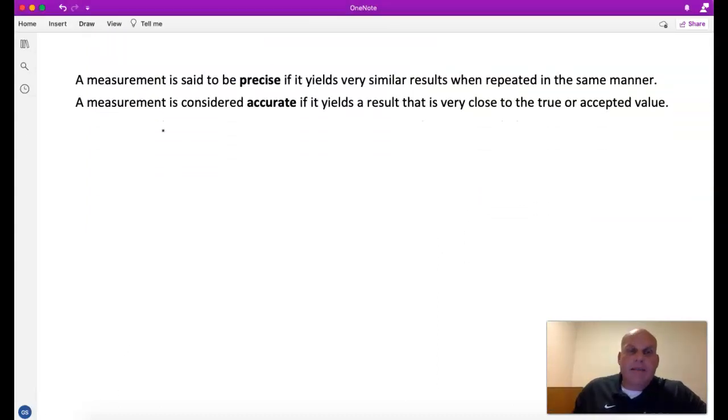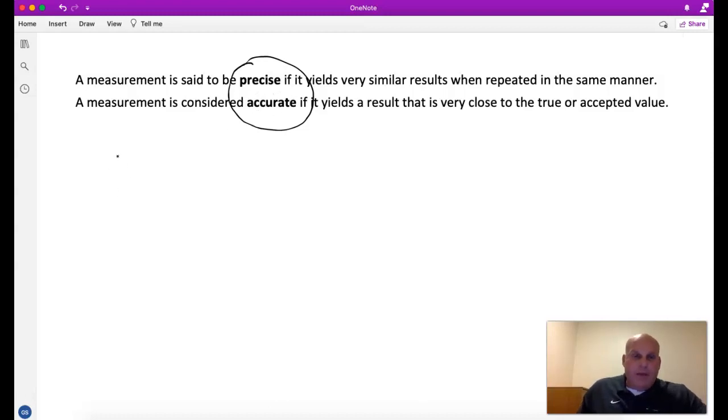The last step in this section is to discuss the difference between precision and accuracy. These tend to be 2 terms in chemistry that are thrown around haphazardly, so it is important to understand the difference between these 2 terms. Precision is how close your measurements are to one another. If you do multiple trials in the same manner, you have precise values if they're close to one another. And accuracy is how close those values are to the accepted or true value.